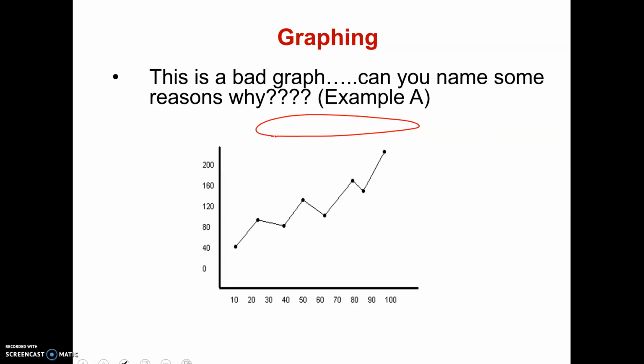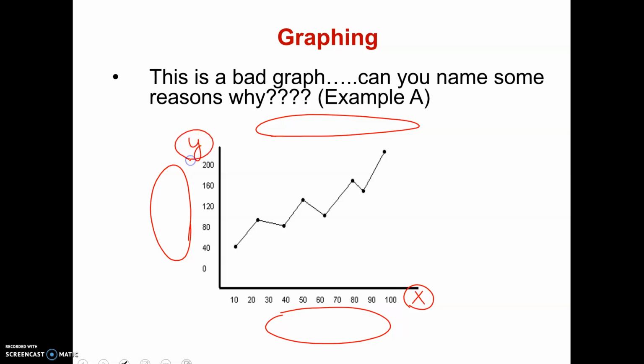A second problem with this graph is that we don't have any kind of labels on our two axes, our x and our y. A reminder, in case you're not good with graphing, x is your horizontal axis and y is your vertical axis. So this one has no labels, so we have no idea what this data is even representing.